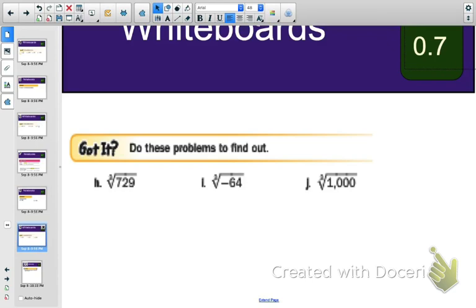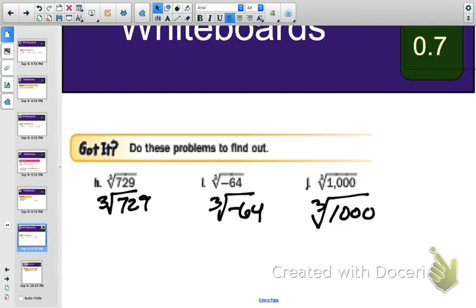Okay, so I'm going to have you try these ones. Those all say cube roots, so cube root of 729, cube root of negative 64, and cube root of 1000. Try those ones, and we will talk about it when you're done. Okay, pause this in 3, 2, 1, pause.